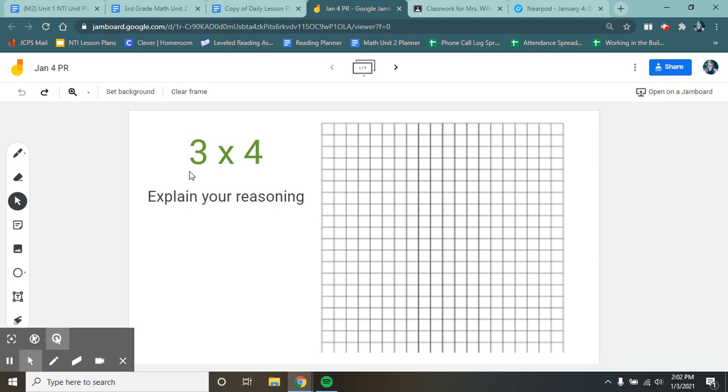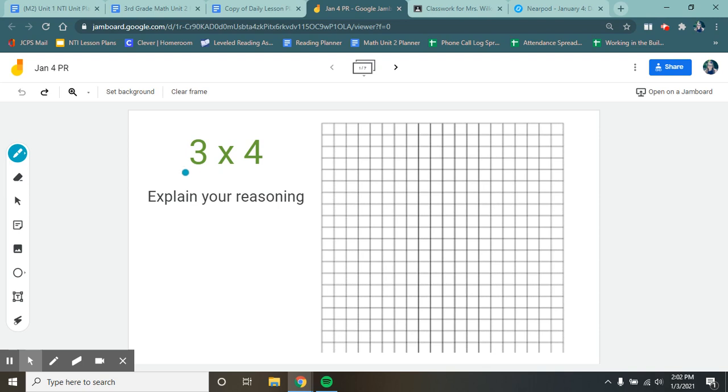Our first equation is 3 times 4. Since this is something new, I am going to show you guys how to do this whole problem. Then after I finish, I'm going to help you explain your reasoning, and we're going to talk about what we did and why we did it. After that, you guys will have an opportunity to help me out. So pay close attention as I show you this first problem. All right, so our problem is 3 times 4.